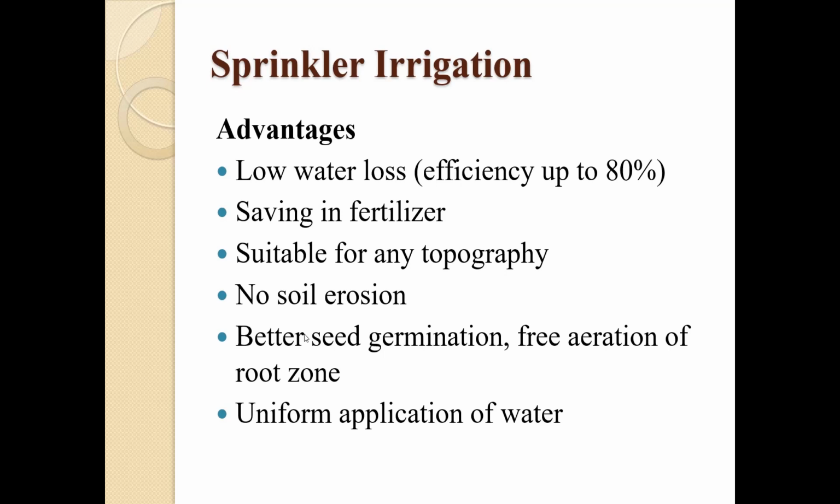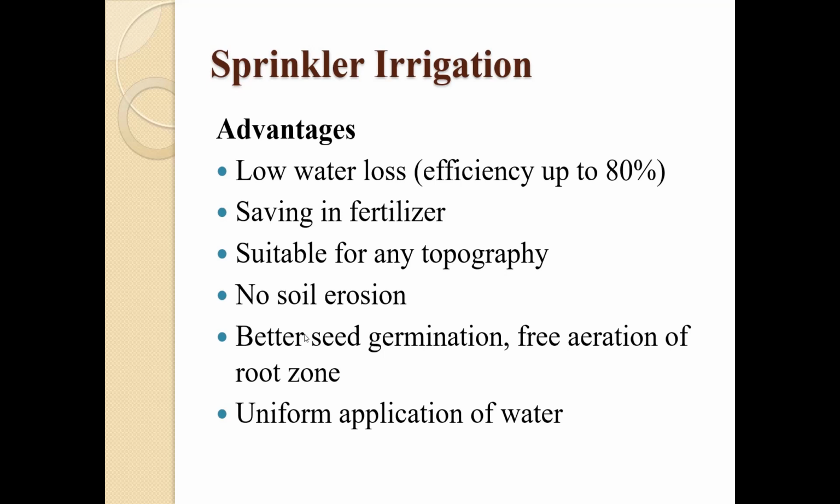Then suitable for any topography, as we have discussed earlier. There will not be any problem of unleveled or undulating land, because we sprinkle the water, so water is reaching directly to the plants. That's why it is suitable for any kind of topography. Then no soil erosion. The water is not flowing on the land, so there will not be any soil erosion in this kind of system.